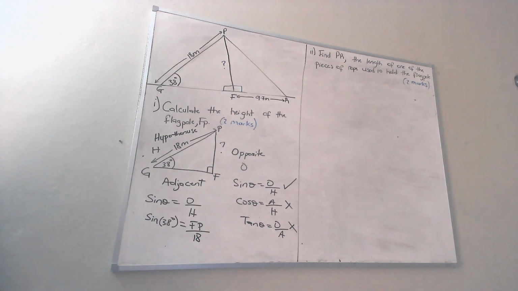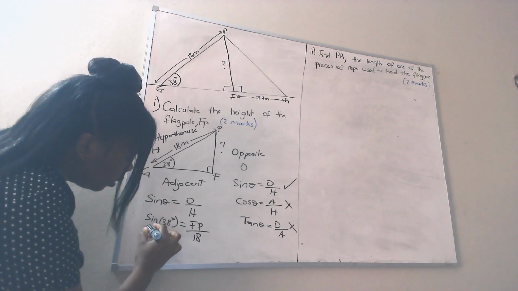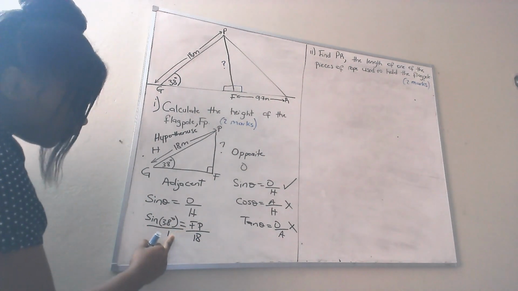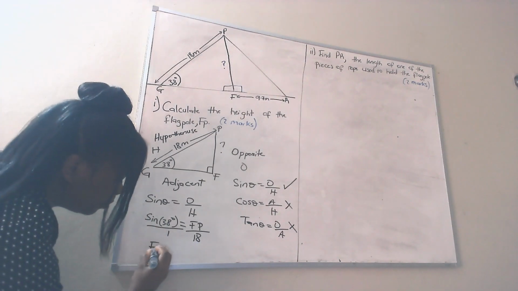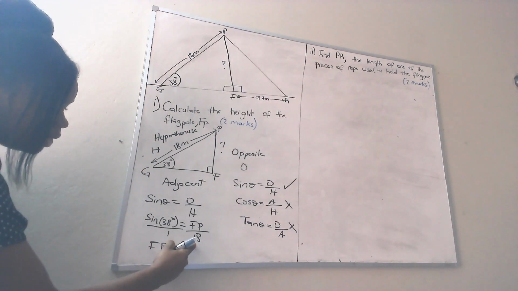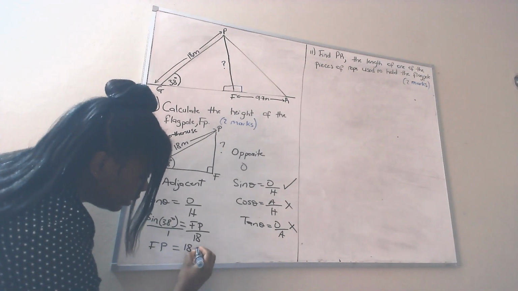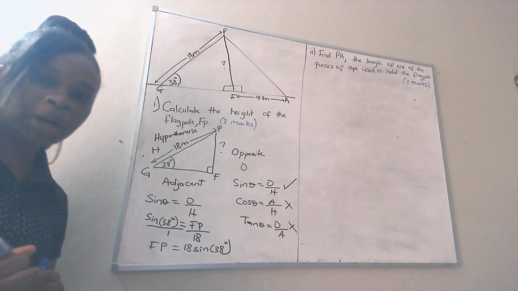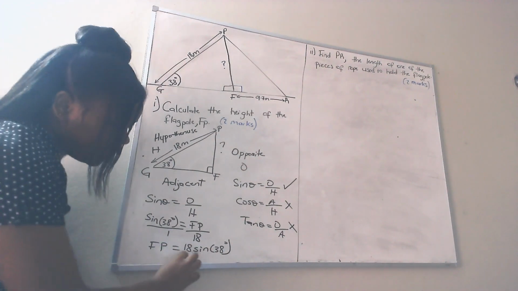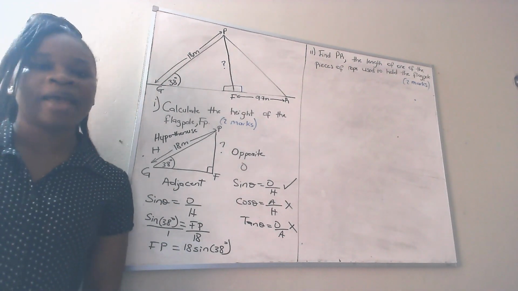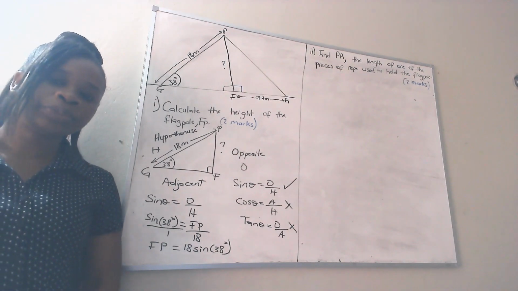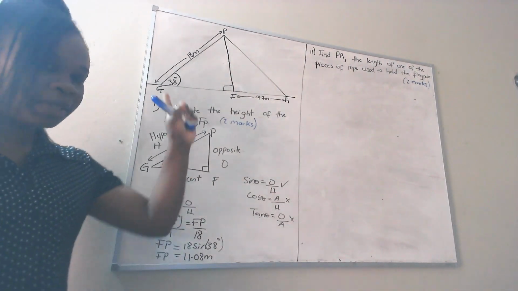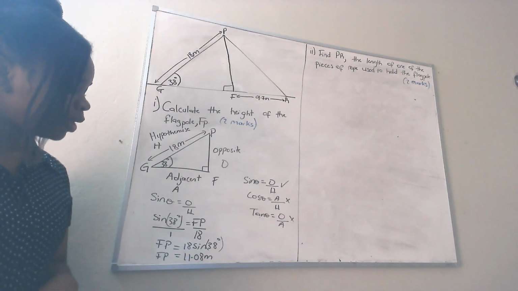So what we can do here is cross multiply. We're going to say FP times 1, which is FP, is equal to 18 times sine 38 degrees. And you can just punch it into your calculator like this: 18 sine 38 degrees, and that is equal to 11.08.